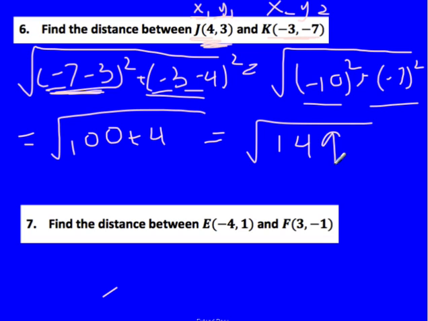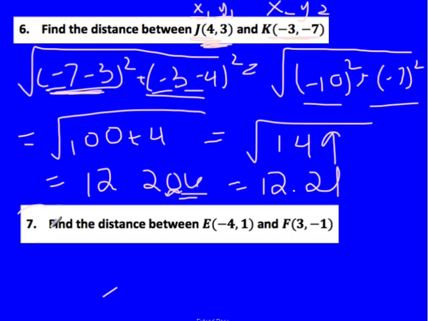So I type that into my calculator. If you don't know where your square root key button is, please let me know. And when you take the square root, you get 12.206. So we want to take this 6. That 6 is bigger than 5, so we need to round this number up. So instead of 0, I'm going to put 1. So I want you guys to go ahead and try number 7 on your own.